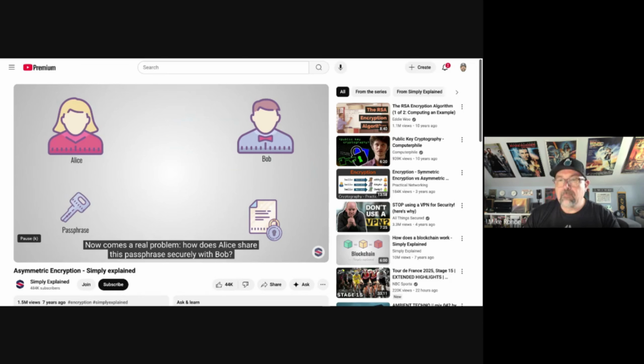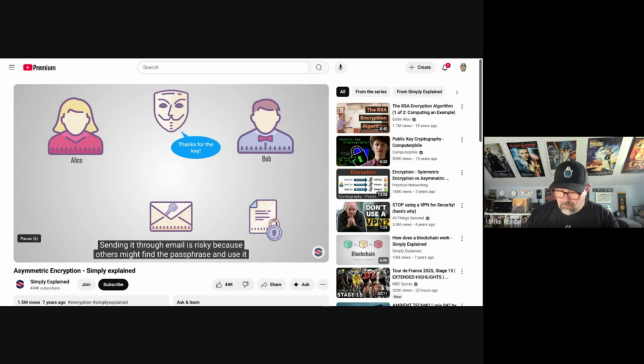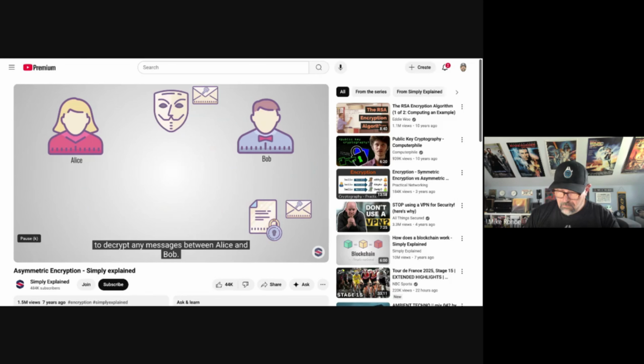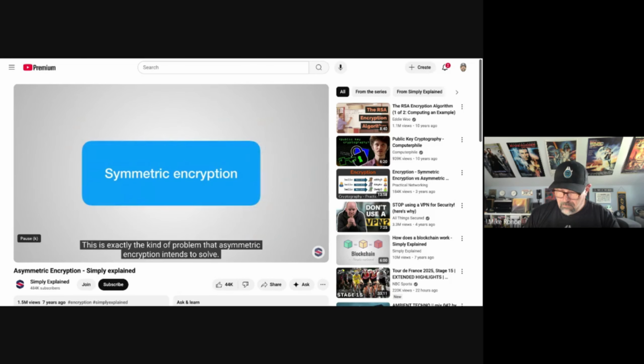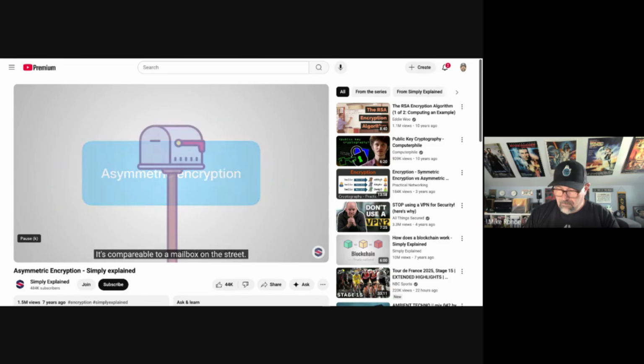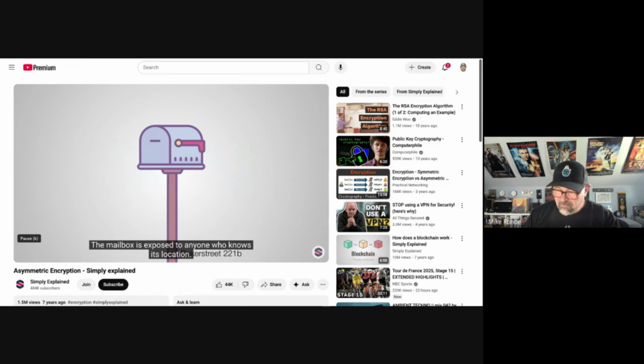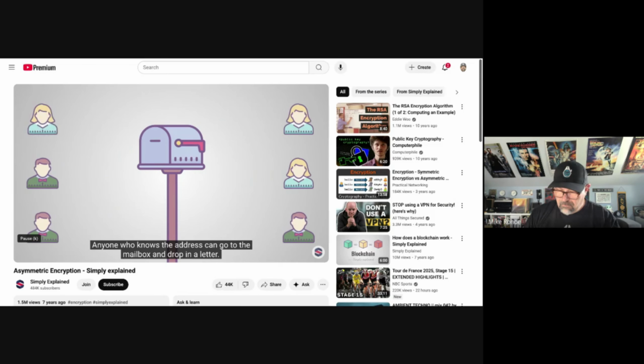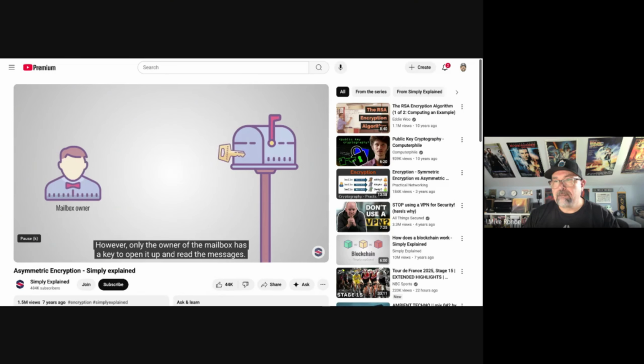Now comes a real problem. How does Alice share this passphrase securely with Bob? Sending it through email is risky because others might find the passphrase and use it to decrypt any messages between Alice and Bob. This is exactly the kind of problem that asymmetric encryption intends to solve. It is comparable to a mailbox on the street. The mailbox is exposed to anyone who knows its location. We can say that the location of the mailbox is completely public. Anyone who knows the address can go to the mailbox and drop in a letter. However, only the owner of the mailbox has a key to open it up and read the messages.